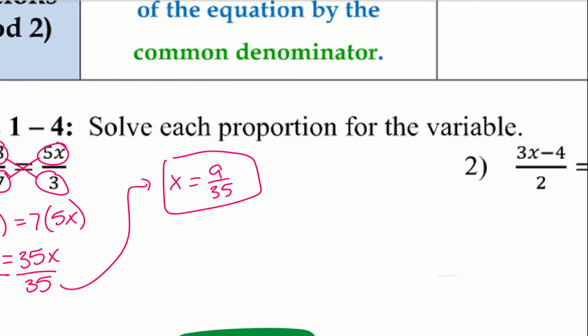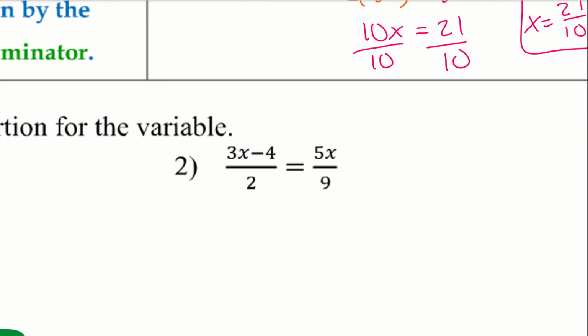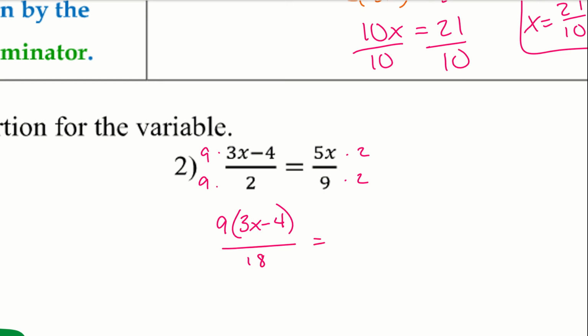All right, let's go and try another one. So for this one, let's go ahead and find a common denominator. So I have a 2 and a 9. Let's see, we can get 18 in common. So I'm going to have to multiply my right fraction by 2 and my left fraction by 9. The important thing to remember is we are multiplying the entire thing, 3x minus 4. I'm not just multiplying the 3, not just the 4, both of them. All over 18 is equal to 2 times 5x all over 18.